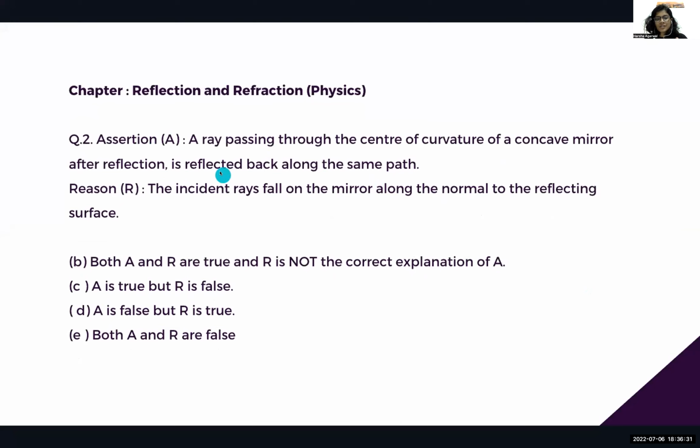Moving ahead to the next question for physics, the chapter is again reflection and refraction. My assertion here is: a ray passing through the center of curvature of a concave mirror after reflection is reflected back along the same path. Reason: the incident ray falls on the mirror along the normal to the reflecting surface. Again, as you see, the questions will be in the same format. There is an assertion, there's a reason, and then there are 4 options to present. So this is just another example for physics.